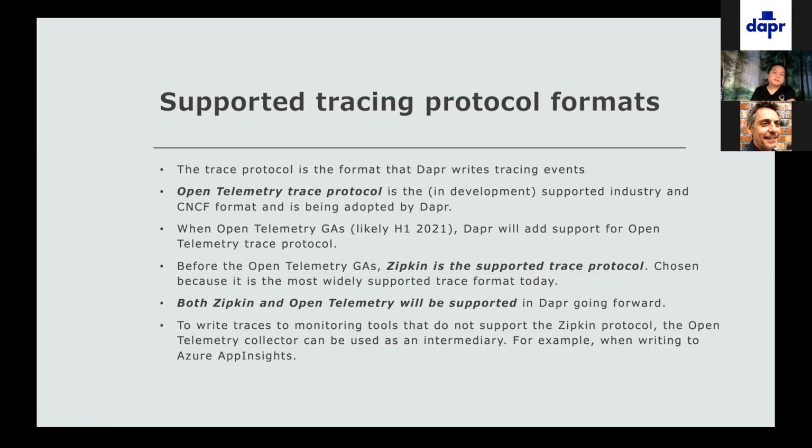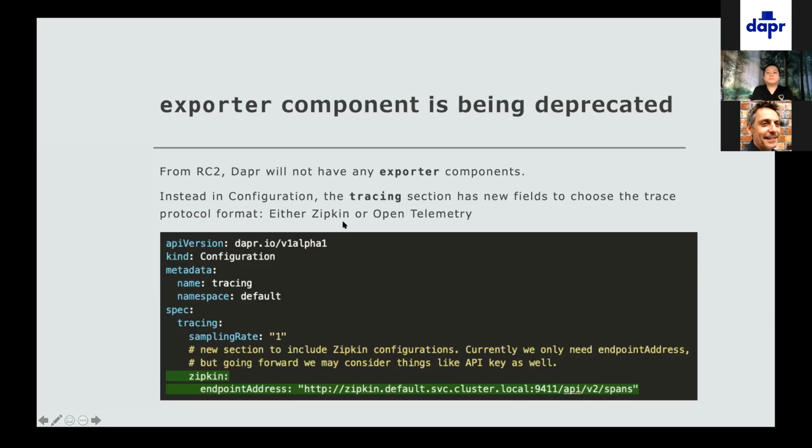Okay. Yeah. So an example of a tracing backend that does not support the Zipkin protocol is App Insights, and in the meantime, if we want to use it, then we can use the OpenTelemetry collector agent, which is basically a universal translator for trace. That was the long-term change we want to make, the longer plan.